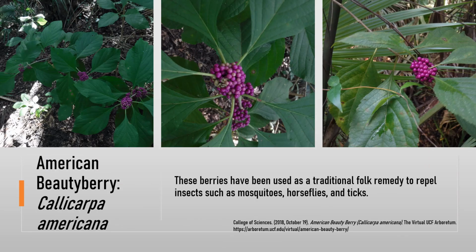Next is American beautyberry, or Callicarpa americana. These berries have been used as a traditional folk remedy to repel insects such as mosquitoes, horseflies, and ticks. From what I read, it's actually very effective. Also, the berries are such a beautiful purple color.